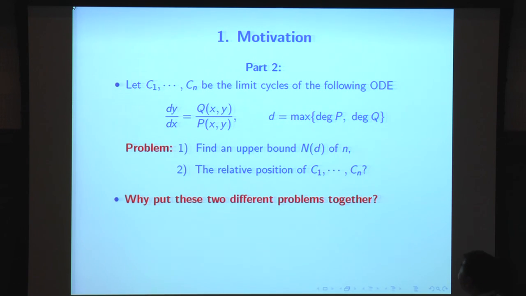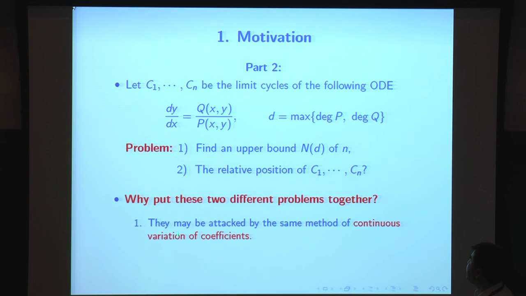Why did Hilbert put the two different problems together? He explained in the problem. Maybe the two problems can be attacked by the same method. What is the same method? The method of continuous variation of coefficients.